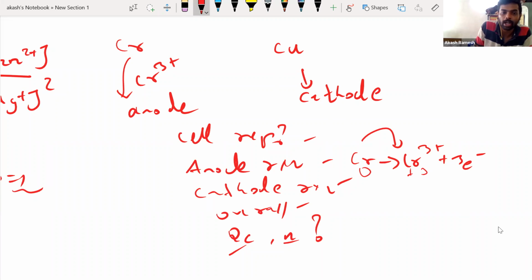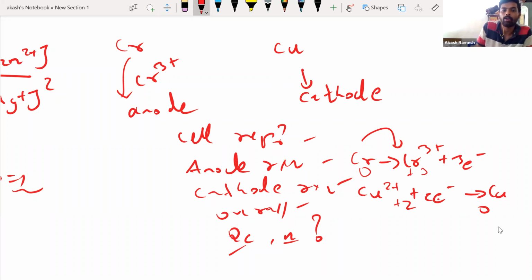Okay, anyways. Now in the cathode, I have copper. So Cu2+ will accept 2 electrons to form Cu. Again, I go for reduction. Here it is +2, here it is 0. So decrease in oxidation number, reduction.